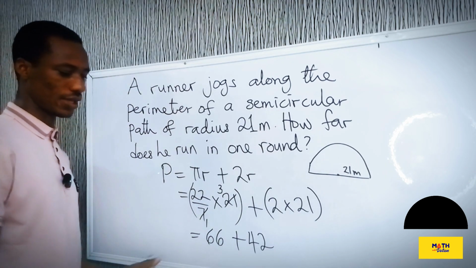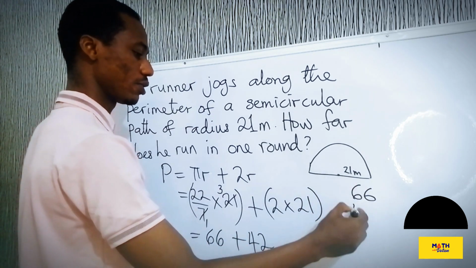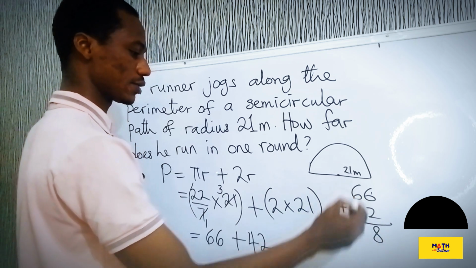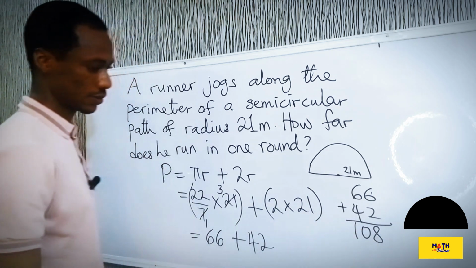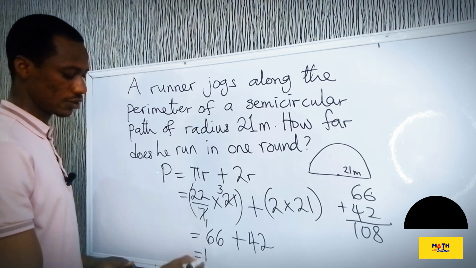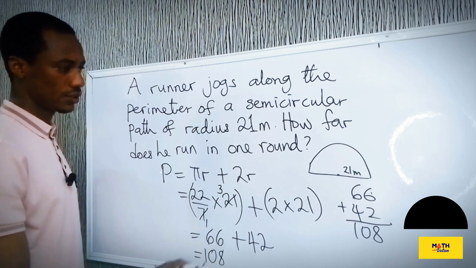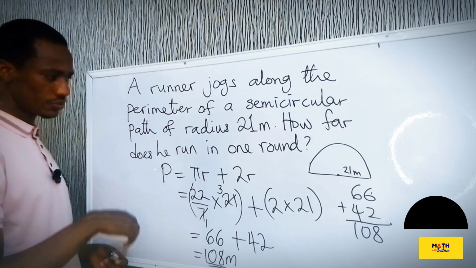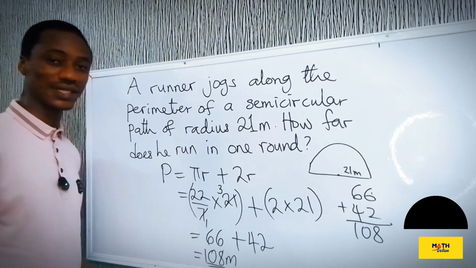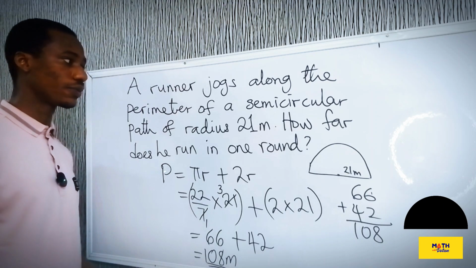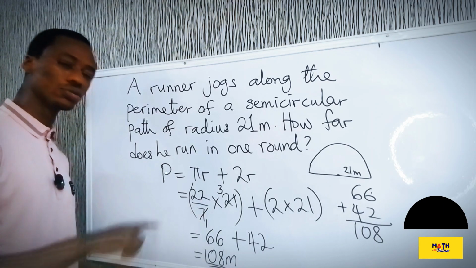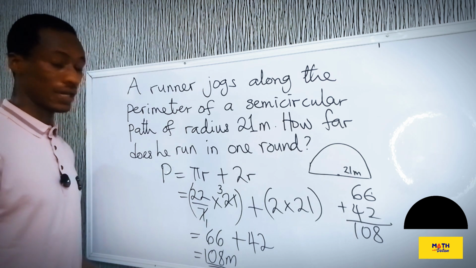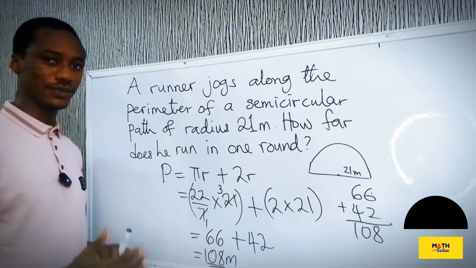So let's add these two together. We have 66 plus 42. 6 plus 2 is 8 and 6 plus 4 is 10. So we have 108. 108 meters. All right, so the distance around the path is 108 meters. So if the runner had run around the track, that means he had covered 108 meters.